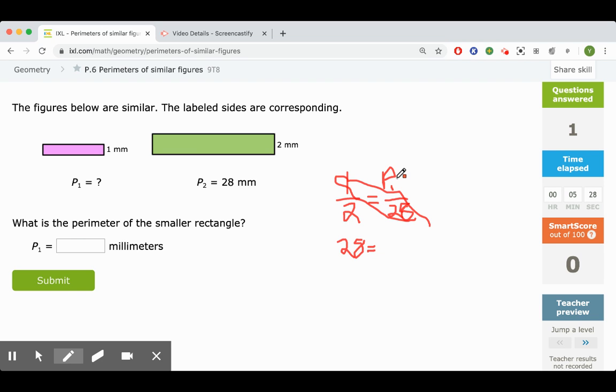2 times P sub 1. You're not really multiplying, you're really just putting the number next to P sub 1. Those are the cross products. To solve it, we have to get this by itself, so we got to divide both sides by 2. And 28 divided by 2 is 14. And that's your answer. The perimeter of this smaller one is 14 millimeters. There you go.